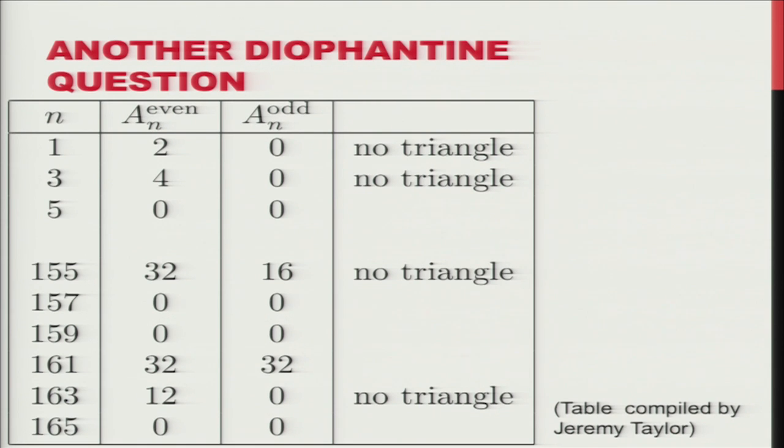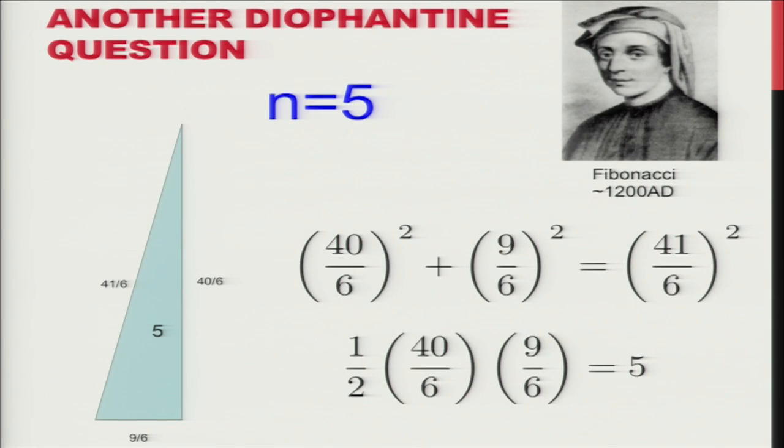Again, for n equals 3, there's no triangle of area 3 with rational sides. But for n equals 5, A_n even is A_n odd, which is 0. So we believe, but don't immediately know, that there is a right-angled triangle with area 5 and rational sides. And in fact, that's not news either. It was found by Fibonacci in about 1200. It's not terribly complicated. It has sides 3/2, 20/3, and 41/6.